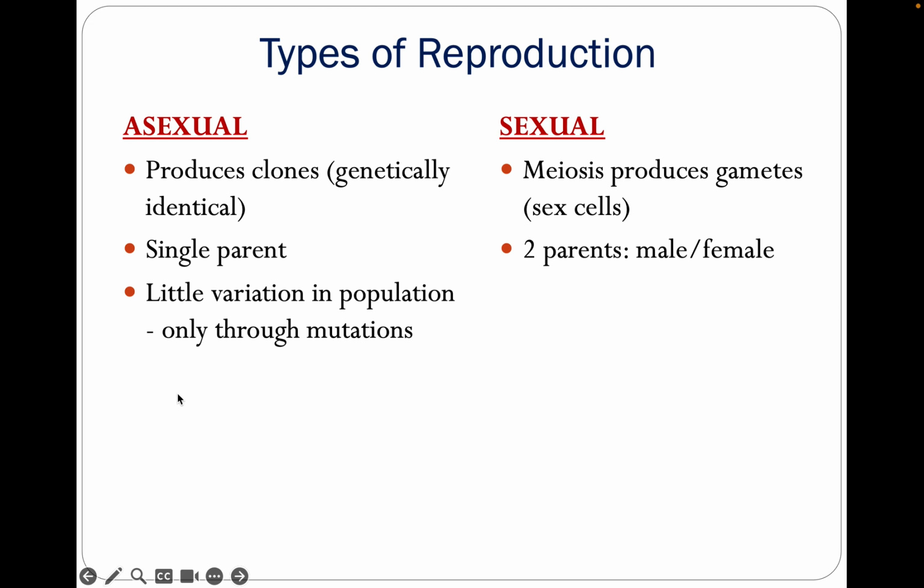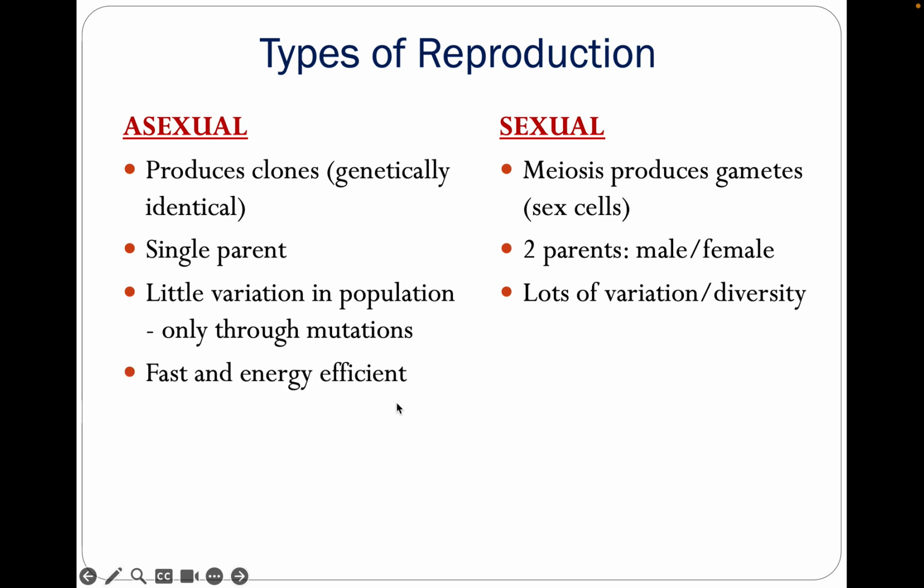Asexual reproduction produces very little genetic variation in populations. Genetic variation occurs only through mutation. Sexual reproduction has comparatively high genetic diversity. Asexual reproduction is fast and energy efficient. They don't have to spend time going to find and impress a mate. Sexual reproduction is slower and it consumes a lot of energy.